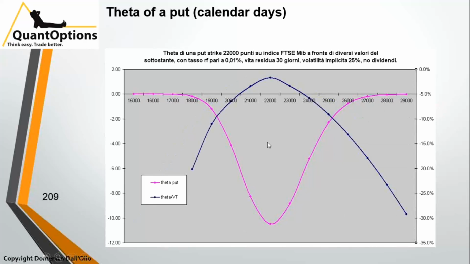Theta of a put, same. Theta of a put strike 22,000 points on the FTSE index in front of different values of the underlying, given a risk-free interest rate 0.01%, residual life 30 days, implied volatility 25%, no dividends. Once again, the at the money option is the one that reacts the most in absolute terms, but the one that reacts the least in relative terms.